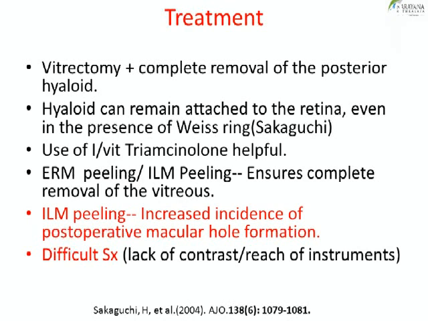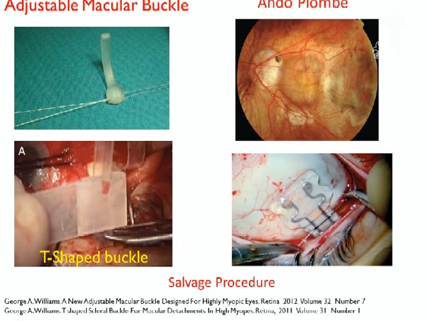And lack of contrast also is important, and you have to work on a sort of slope, so surgery is a little challenging. The other option that has been tried is the adjustable macular buckle. You can see this indentation. A buckle can be placed, and this is a T-shaped buckle. Nowadays, with the advent of vitrectomy and good instrumentation, this has become a salvage procedure. You first do vitrectomy, and rarely you could take the help of these buckles also.